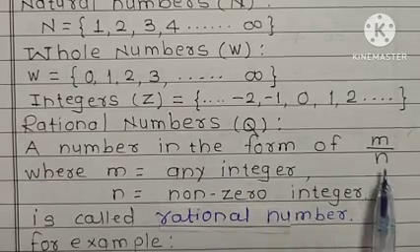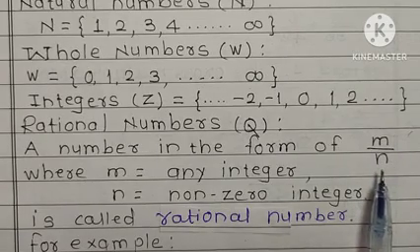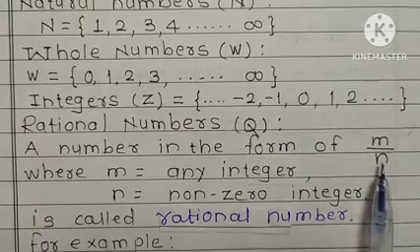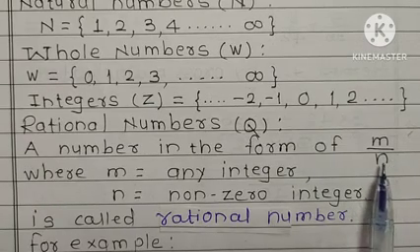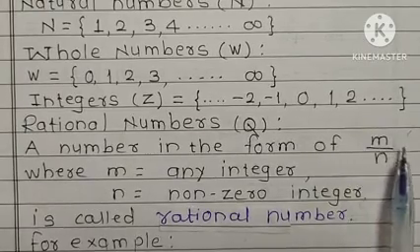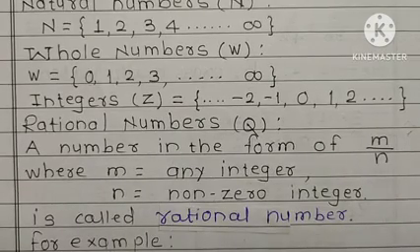That means 0 is not allowed in the denominator. Negative or positive, all numbers are allowed, but not 0. So m by n is the form of rational numbers.